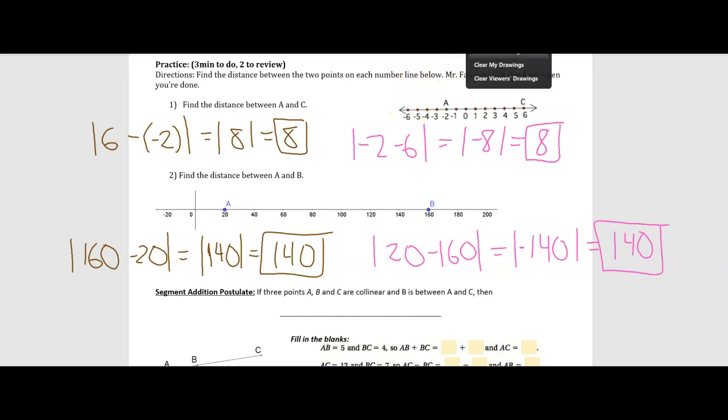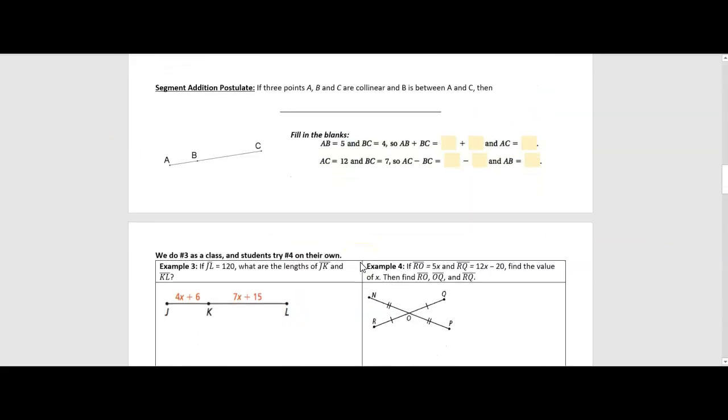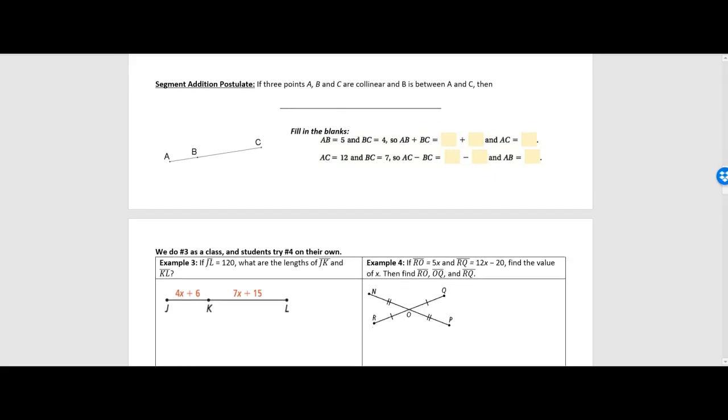Now let's look at the segment addition postulate. This is where we're going to end the video, and then in the next video we'll actually look at some practice problems using the segment addition postulate. So the segment addition postulate states, if 3 points A, B, and C are collinear, think about what collinear means. It means they all lie on the same line, and B is between A and C. So that just means that A and C are our endpoints, and B is somewhere in between those 2 points, but on the same segment.